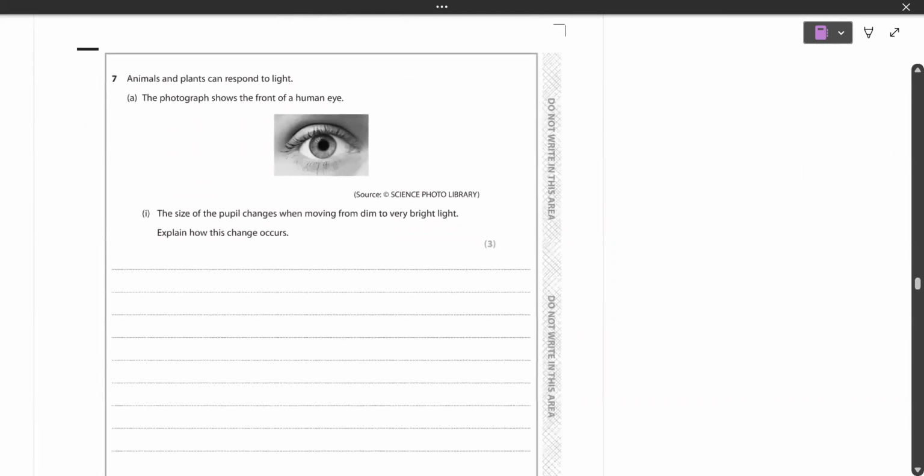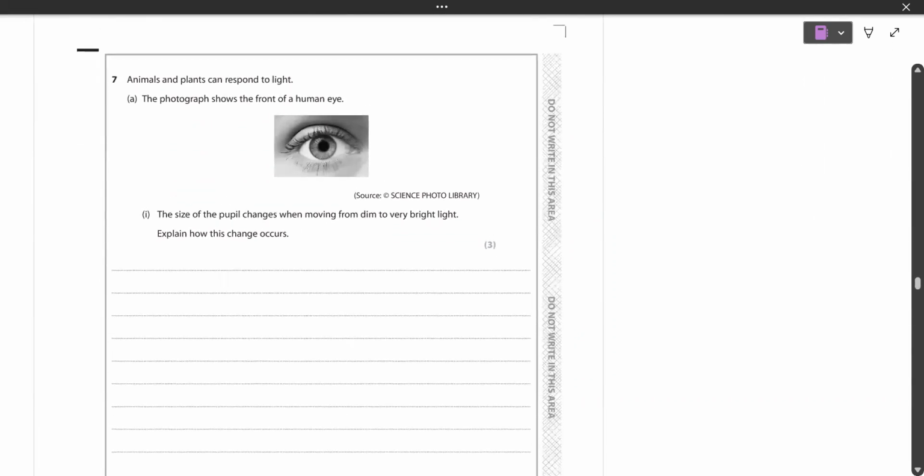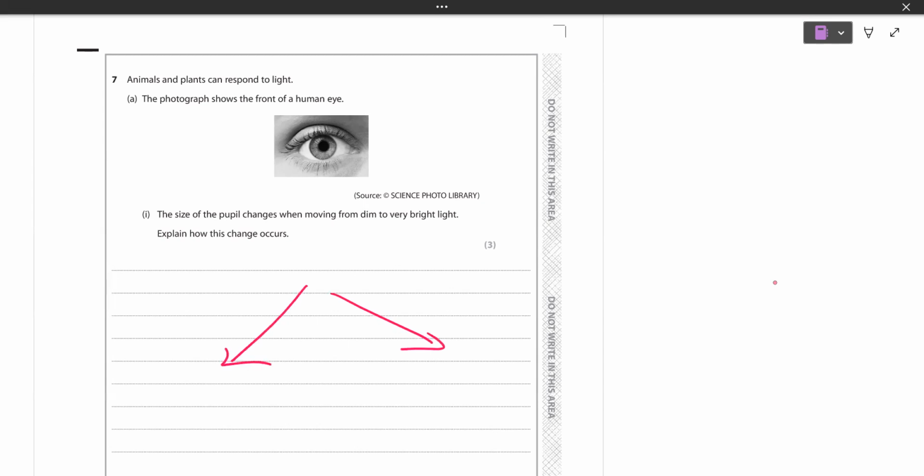طيب question 7 related للـ eye وأكيد هيدخلنا في قصة بقى الـ rhodopsin والقصه دي كلها. Animals and plants can respond to light. The photograph shows the front of a human eye. The size of the pupil changes when moving from dim to very bright light. Explain how this change occurs.